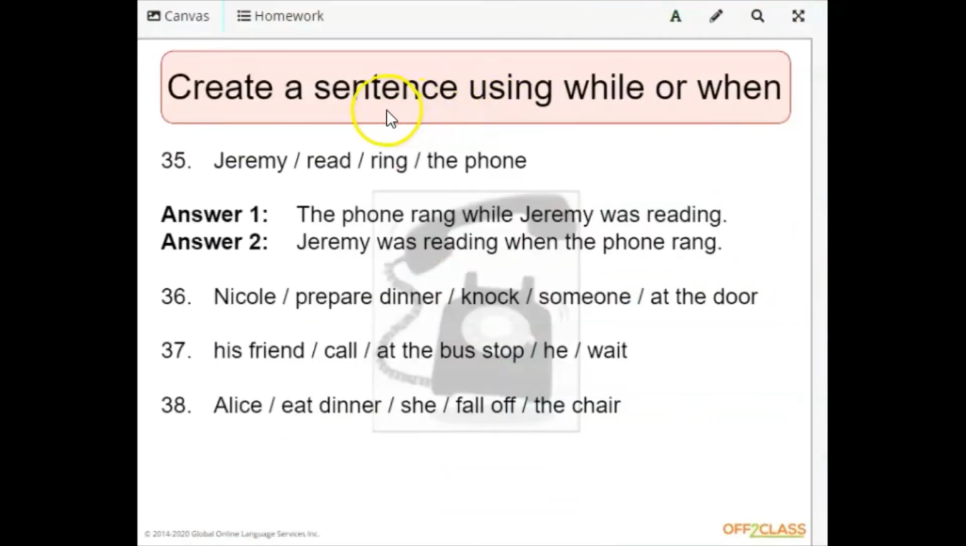Okay, one more practice. Create a sentence using while or when. Okay, for example, Jeremy read, the phone ring. Okay, so 2 possibilities, one with while and one with when. With while, the phone rang while Jeremy was reading, or with when, Jeremy was reading when the phone rang. Okay, so again, we have while with the past continuous, Jeremy was reading, and we have when with the past simple, Jeremy was reading when the phone rang.